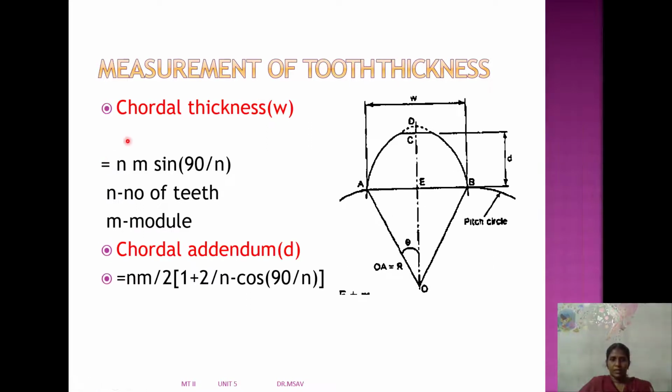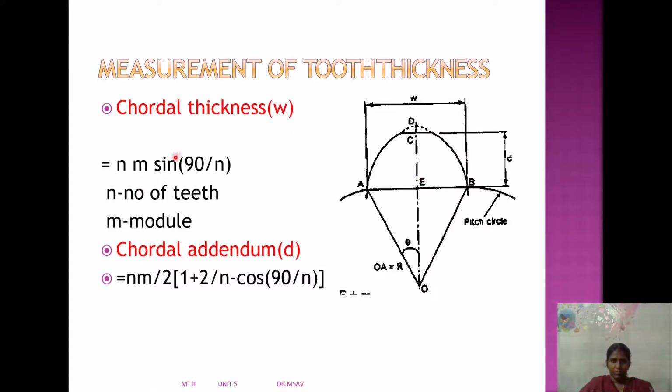So we have a small formula to calculate the thickness and addendum. This is the thickness. This is the tooth profile. This is the outer circle, which we call the addendum. This is the pitch circle. From here to here is the addendum. So this is the chordal addendum, which is taken as D. This is the width of the tooth, the chordal thickness.